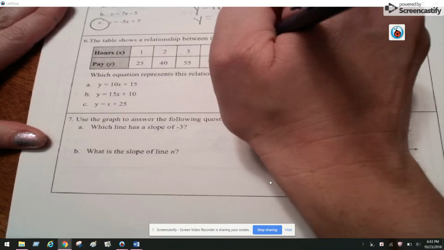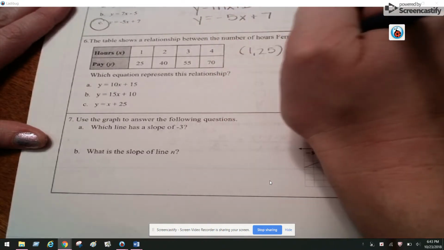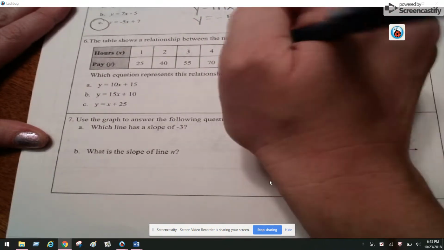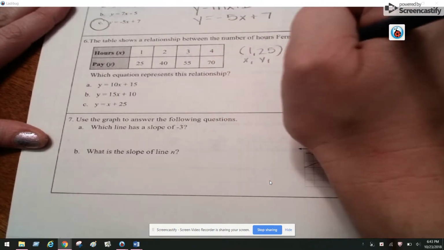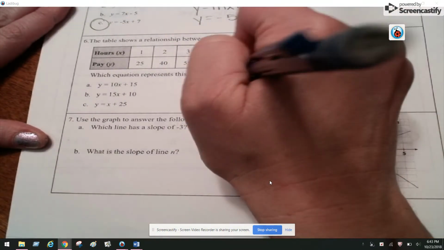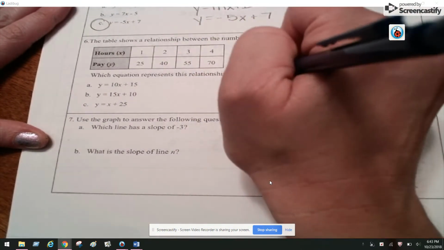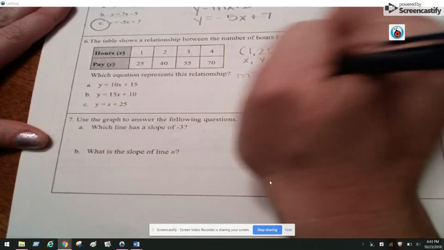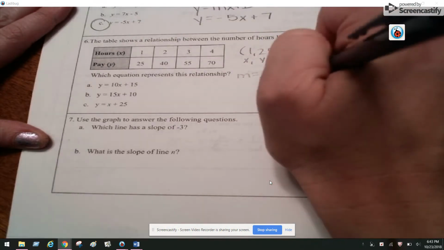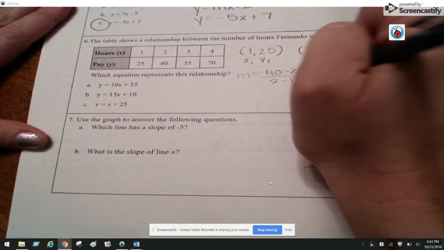So I have (1, 25) and (2, 40). I always like to label my points just so I keep straight which one's which. And then I'm going to use the slope formula. So I'm going to do 40 minus 25 all over 2 minus 1, and I will get 15 over 1, or just 15.